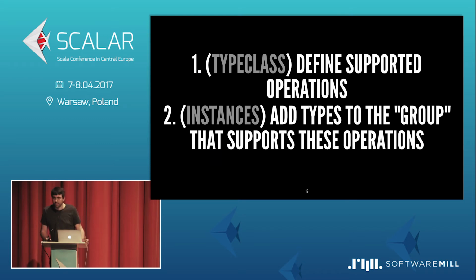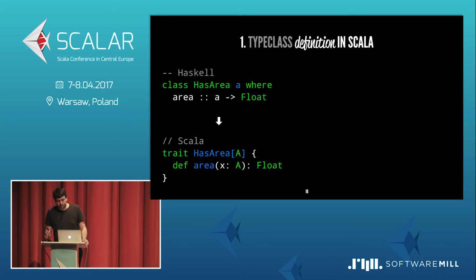So again, how we define a type class in Scala and how we define the instances, the types that belong to that group. Here we go. Type class definition. It looked like that in Haskell. In Scala, we just define a trait. But note the difference. Before, when we were doing subtyping, there was no type parameter here because we would end up extending this trait. But here, in this case, we are encoding the fact that our operations apply to a type A into the type parameter A of the trait. And again, we have a function area that takes any parameter and returns a float.